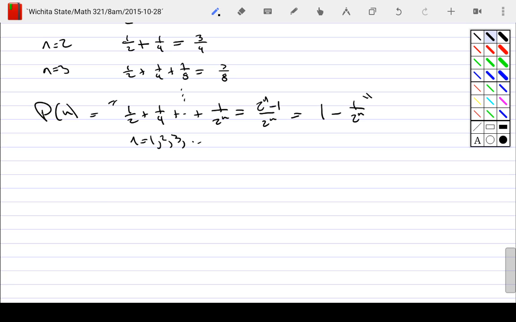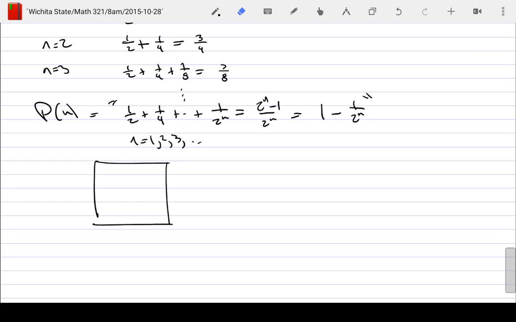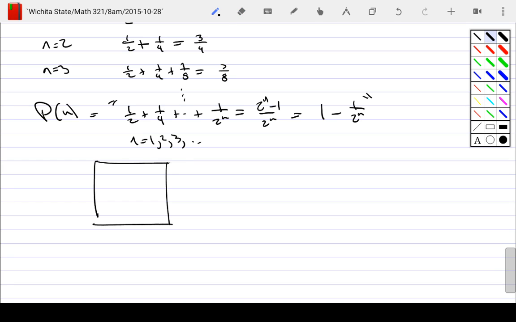So how do you show otherwise? Well, if I had a 1 by 1 object, and then I cut it in half, and then cut that in half, and then cut that in half, and keep cutting in half. What's half of a 1 by 1? Half. What's half of a half? A fourth, an eighth, a 16th.